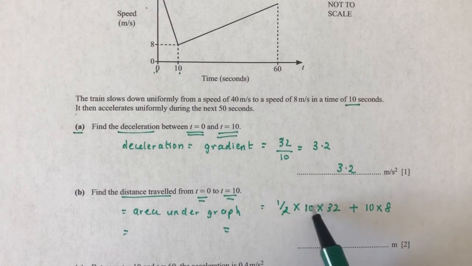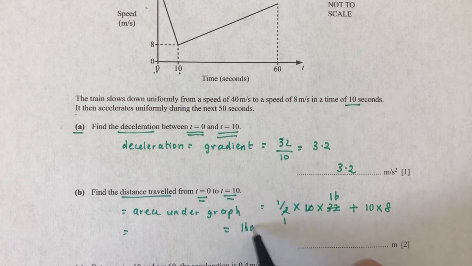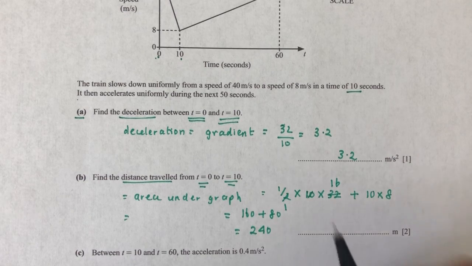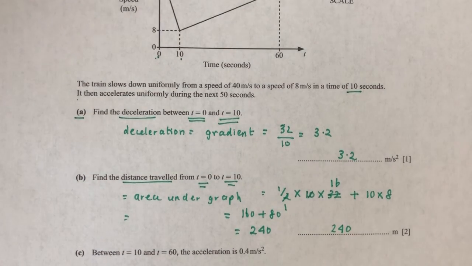Simplify, we will have, half of 10 will be 5, so 5 times 32 will be 160, plus 80. It will become 240. So the distance traveled will be 240 meters for time equal to 0 till time equal to 10.